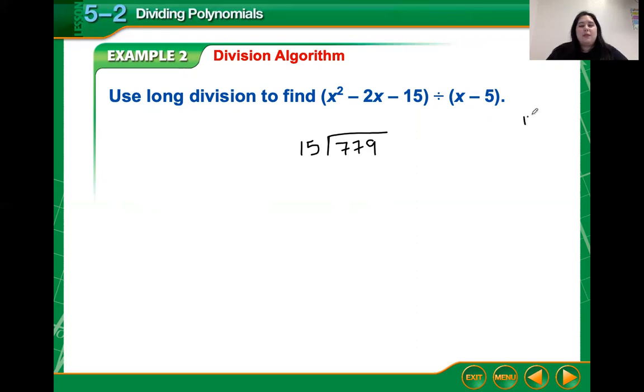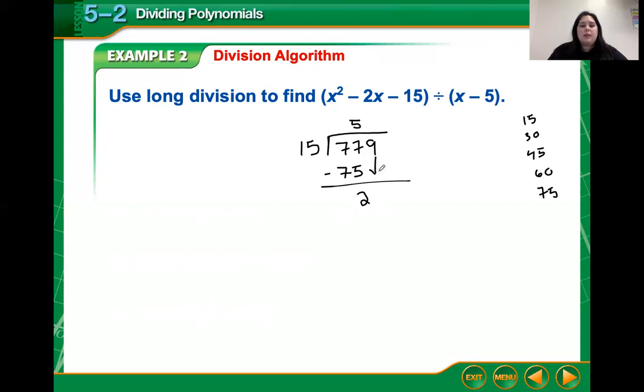I know my multiples of 15 are 15, 30, 45, 60, 75, and I can tell that's going to be it. So 1, 2, 3, 4, 5. So 15 goes into 77 5 times. I'm going to do 5 times 15 and subtract that. 5 times 15 is 75. I subtract: 77 minus 75 is 2.